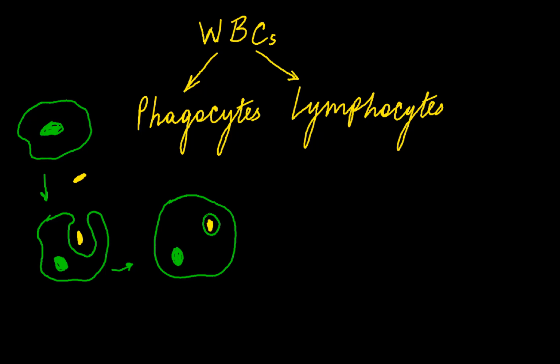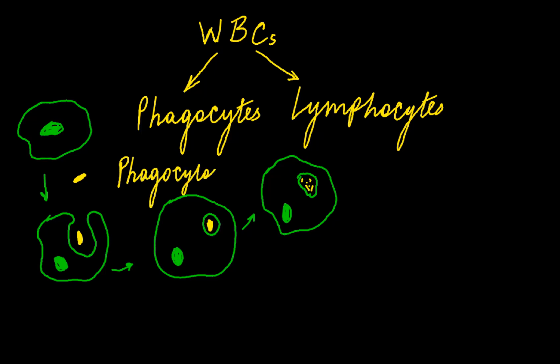Clear? And then the white blood cell will use its enzymes. It's got some enzymes inside the cell. It will use its enzymes and it will completely destroy the bacteria. So bacteria is broken down. And this process is called as phagocytosis. Phagocytosis literally means cell eating up bacteria. Is it clear? Now, what do the lymphocytes do?